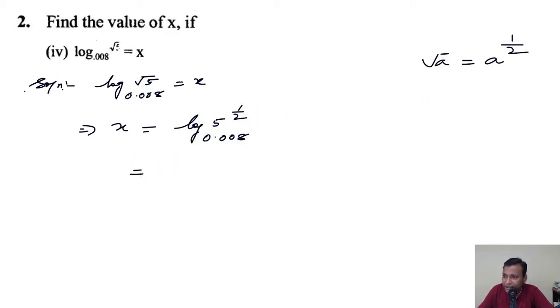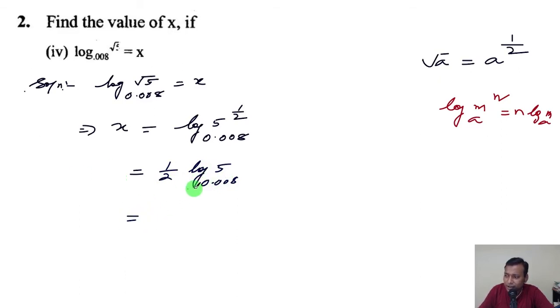And if log has power, then we use this formula, log m power n to the base a equals n log m to the base a. So when log has power, write the power before log. So here I'll write half log 5 to the base 0.008.